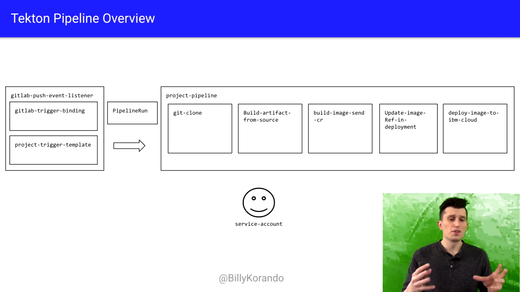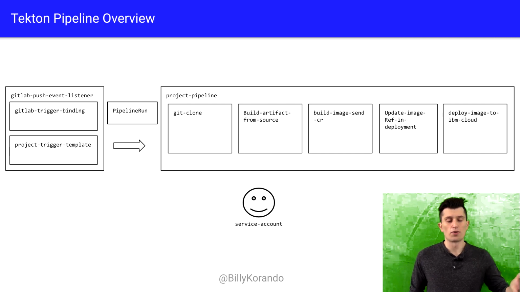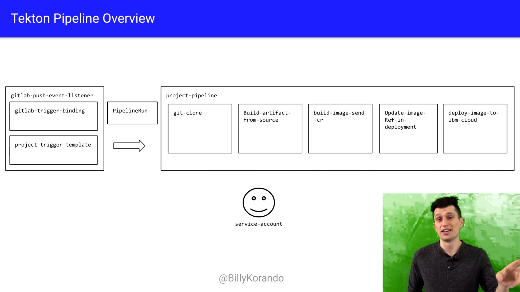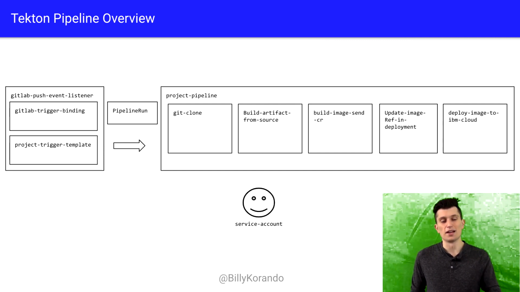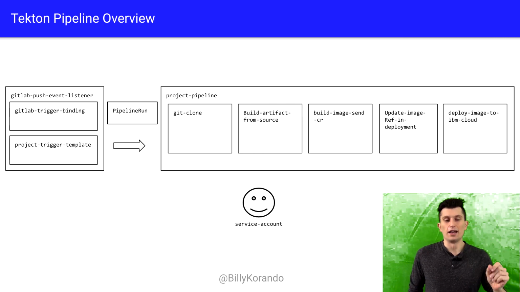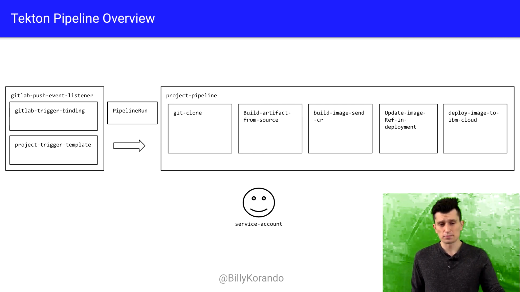But as an overview, this is what this all looks like. Here on the far left, we have GitLab, or in this case, I'm showing GitLab, also showing GitHub. This is showing different ways you can do this, but a GitLab push event, a GitLab trigger binding, and the project template.